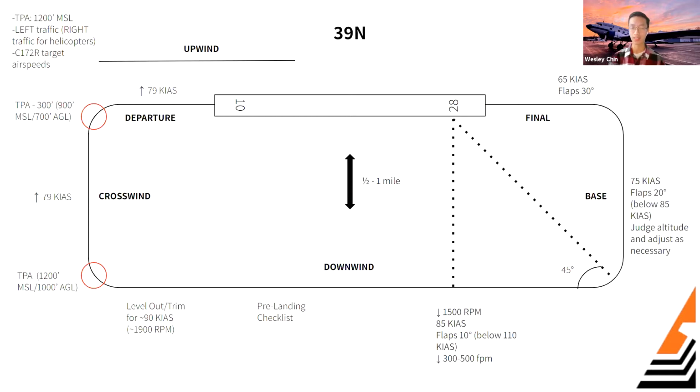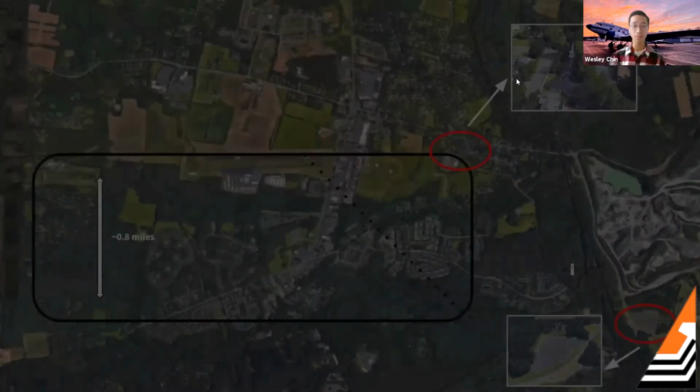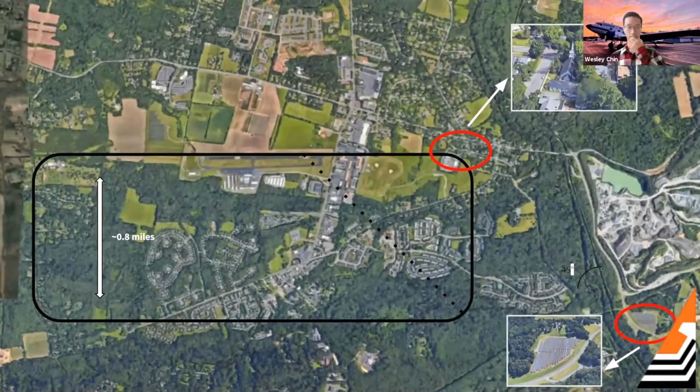I think just seeing this diagram is pretty helpful before you try yourself. This is the traffic pattern here at Princeton, right? So I just want to point out a couple of references to help you fly this standard traffic pattern at Princeton. We're simulating that we've got a left traffic pattern for runway 28.